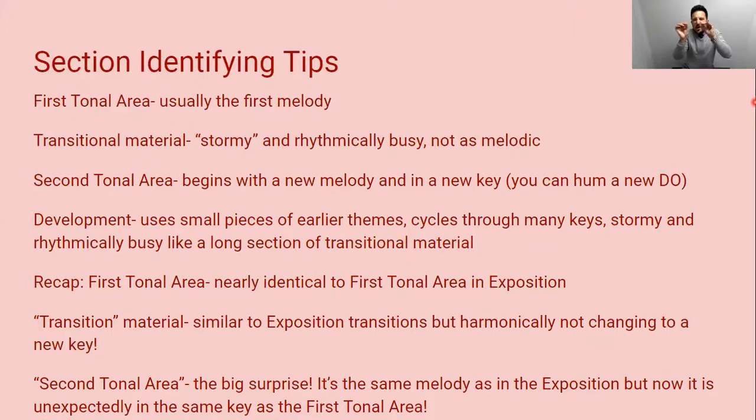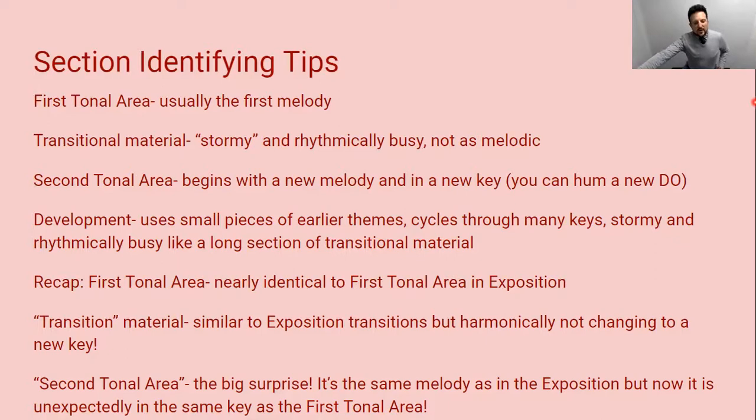The development uses small bits and pieces of the earlier themes. It cycles through a lot of keys, and again, it's really busy. It's like transition material, but it's long. Then the recap, which is short for recapitulation, which is where we get that word, brings us back to the first tonal area. It's nearly identical, but it's not quite identical. That transition material, remember, is not really a transition. It doesn't bring us back anywhere. In the Beethoven, instead of going to E flat, it goes to C major, which we didn't expect. Lastly, the second tonal area, that's that big surprise, everybody.